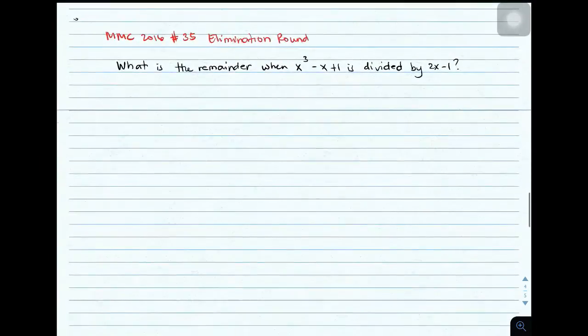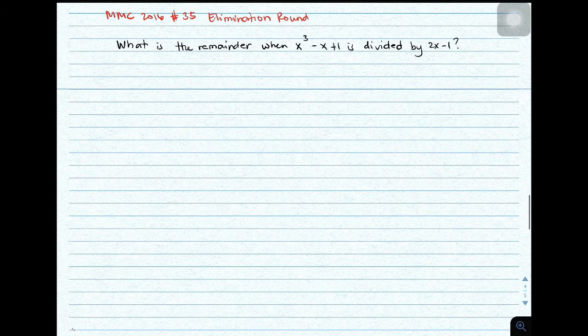Next tayo. Let's go with item number 35. What is the remainder when x cubed minus x plus 1 is divided by 2x minus 1? Gagamitin natin dito ay yung remainder theorem. Kunin natin muna yung 2x. I-solve muna natin yung x nito. I-equate natin sa 0. So we have 2x is equal to 1. So your x is equal to 1/2.